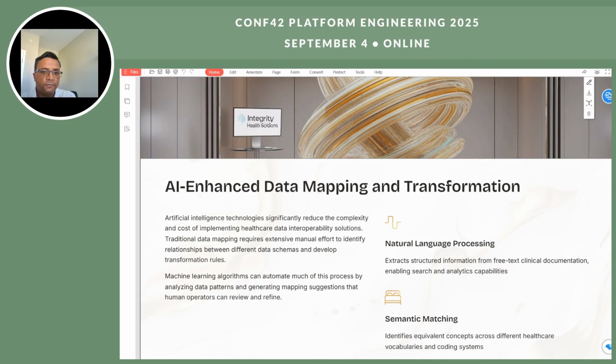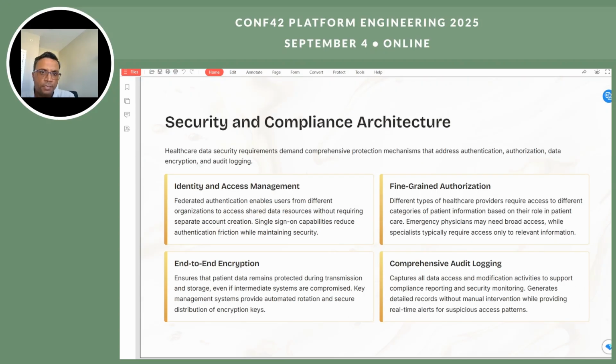AI in itself can significantly reduce the complexity and cost of implementing interoperability solutions. Traditionally, mapping requires a lot of manual effort to identify the relationship between different data schemas and develop rules. There are a lot of machine learning algorithms and NLP that can help with semantic matching for mapping purposes. NLP is also widely available to translate free text clinical documentation, providing the ability to search and provide analytics on the documentation and other notes.